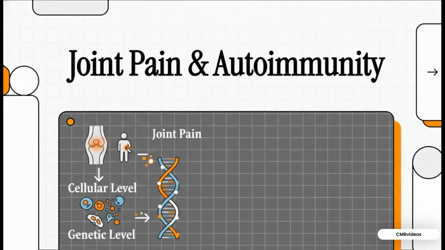Welcome to The Explainer. Today we're jumping straight into the fascinating microscopic world hidden behind a very common symptom, joint pain. Millions of us wake up every single day with an aching knee or a stiff hand, right? But what is actually happening beneath the skin? Today we're going to trace that pain all the way down to the cellular and even the genetic level.